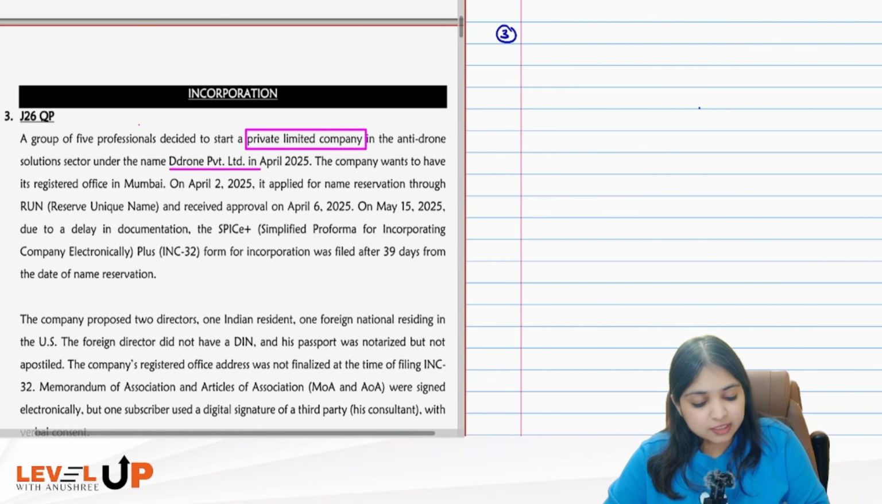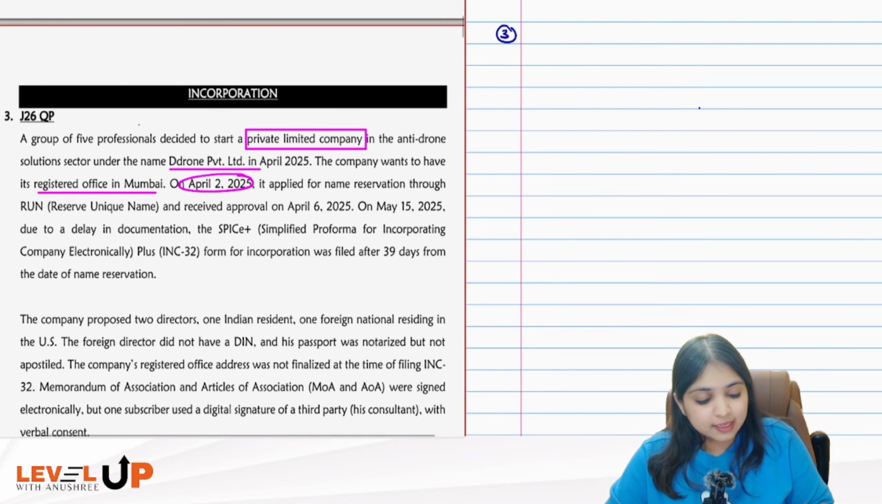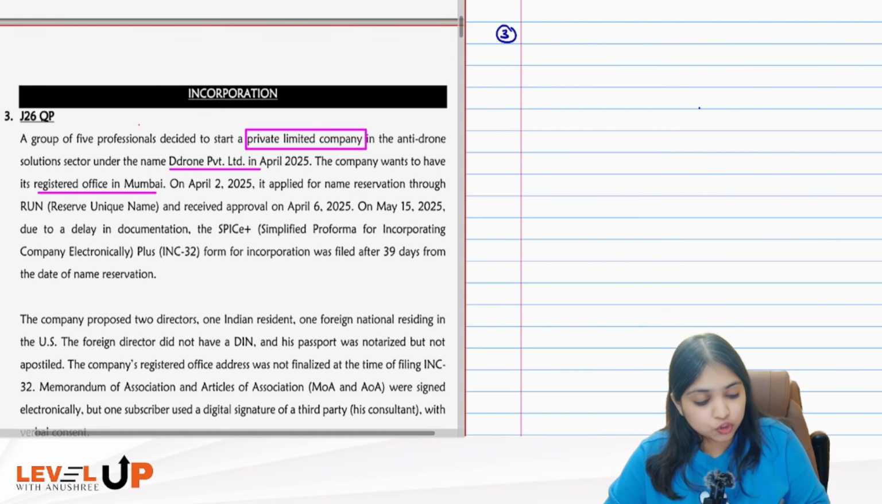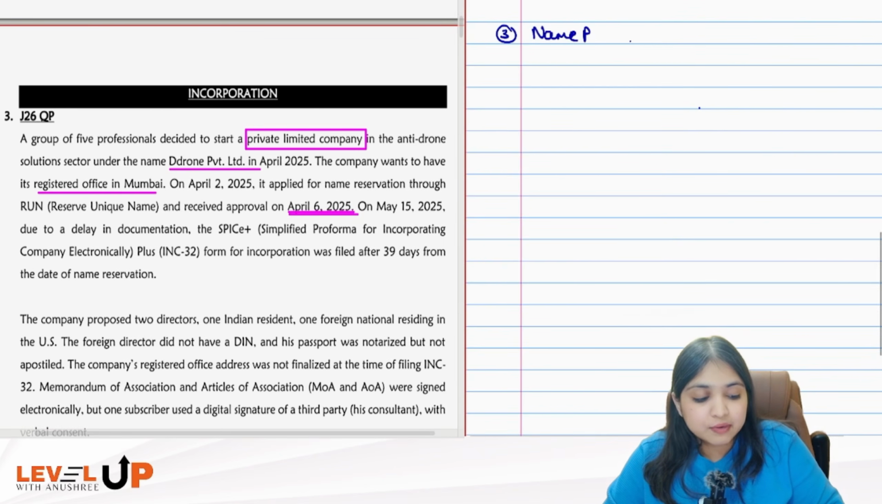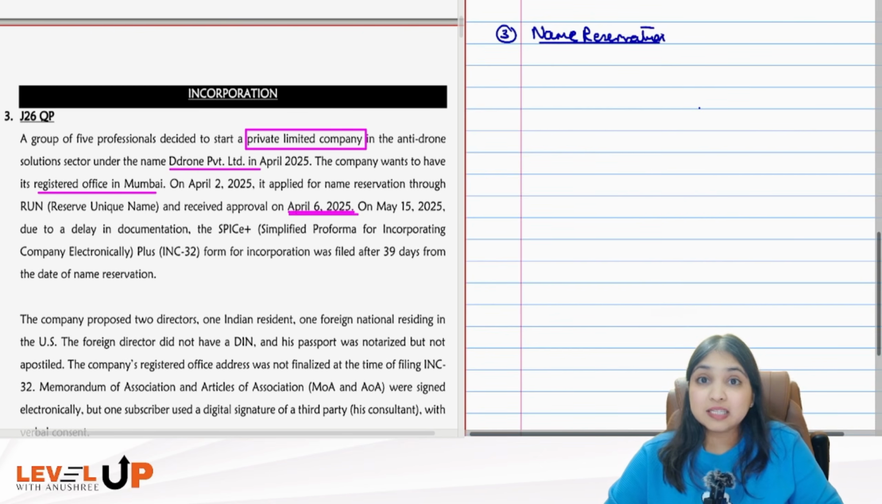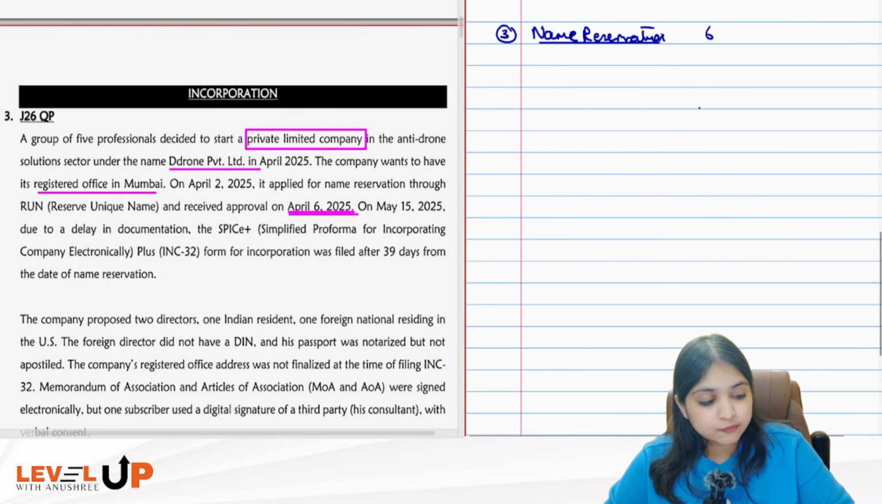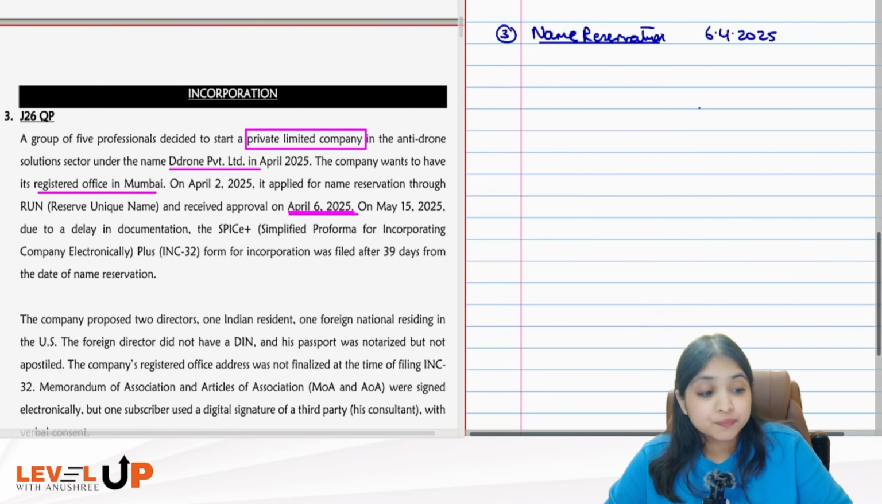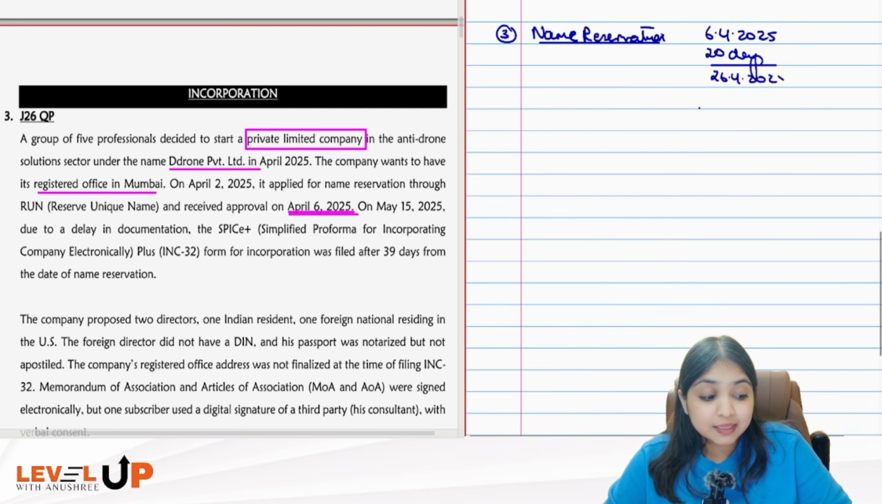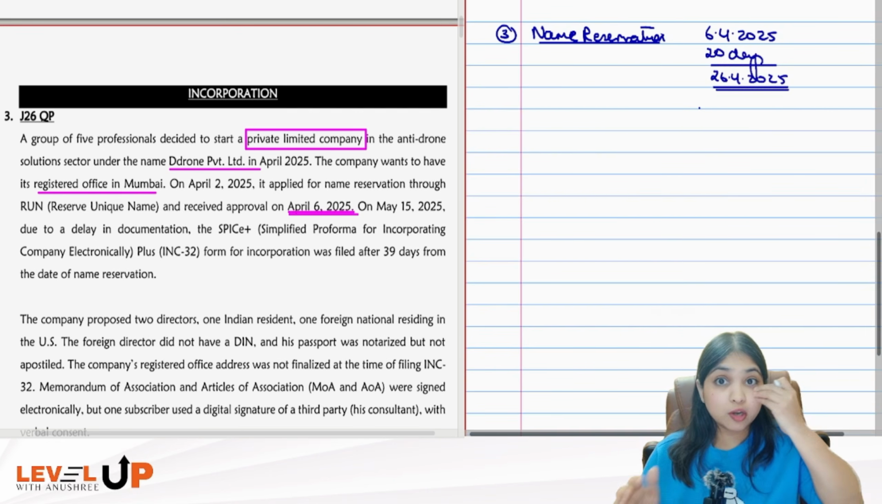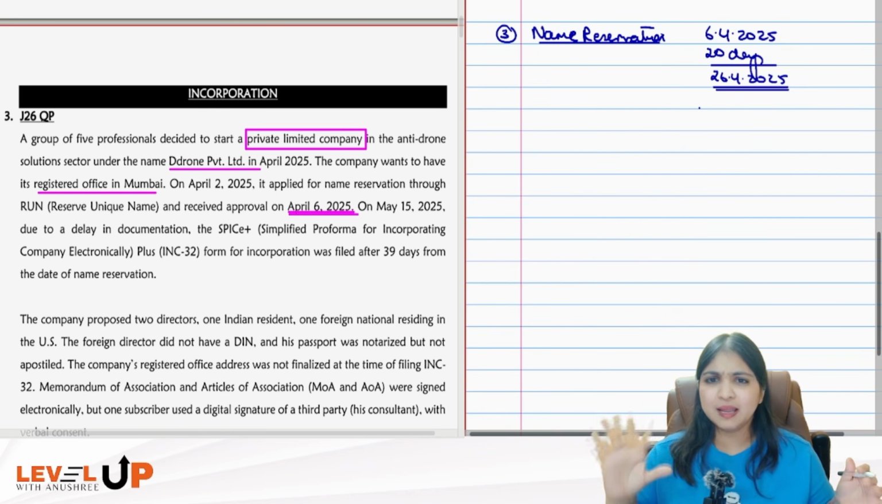Company wants to have its registered office in Mumbai, okay. On 2nd April 25, it applied for name reservation through RUN, Reserve Unique Name, and it received approval on 6th April 25. So this is when the name reservation is done. Now we know very well that name reservation of a new company is going to be valid for how many days, guys? Name will stay reserved for only 20 days. So name was reserved on 6th of April 2025. This plus 20 days will be 26th April 2025. By this date, the company should ensure that the incorporation process is complete. Otherwise, after this date, name reservation will lapse.